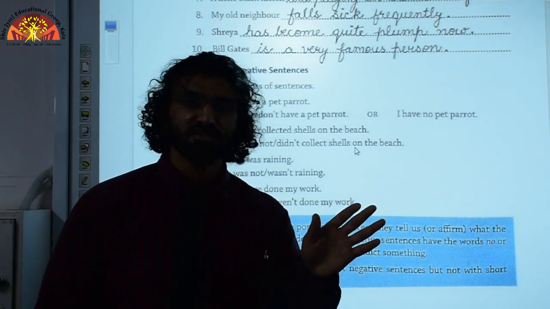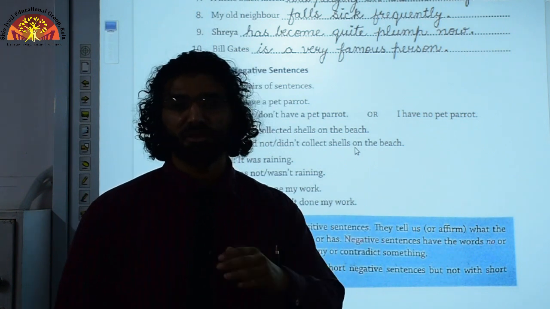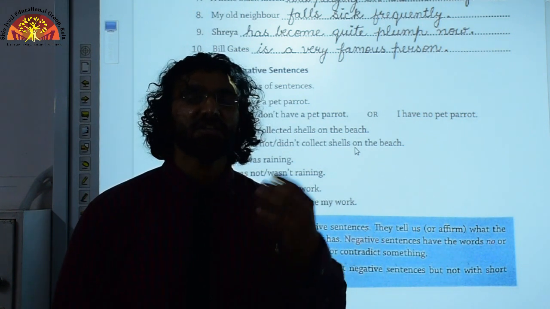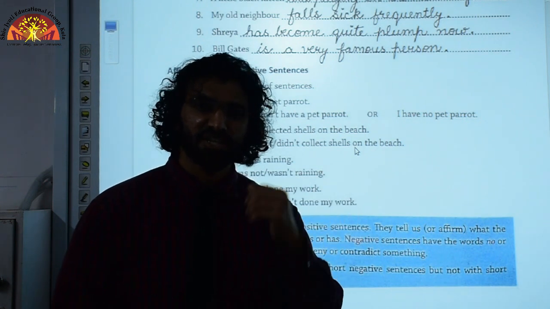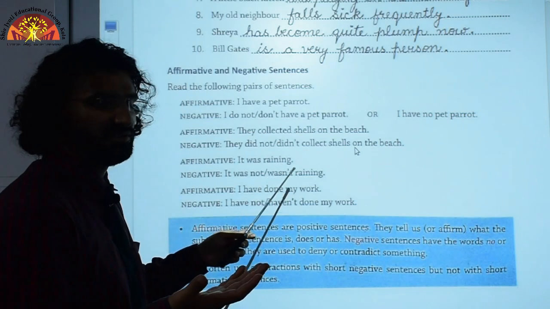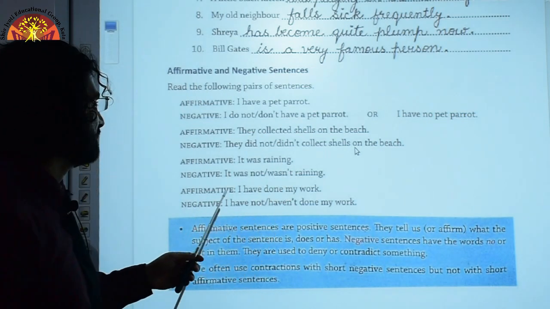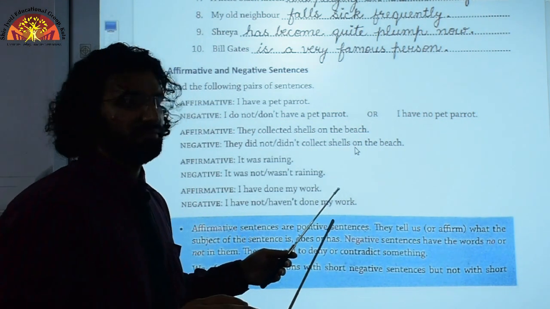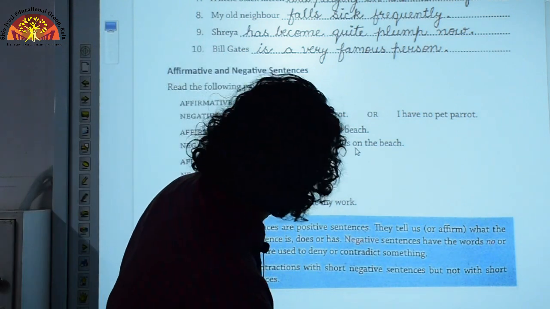It's a plain statement, while the sentences that have no, do not, did not, does not, or a negative response in them, those are negative sentences. Let's see. Affirmative: it was raining. Negative: it was not raining. You getting it? Affirmative: I have done my homework. Negative: I have not done my homework. So it's very easy.